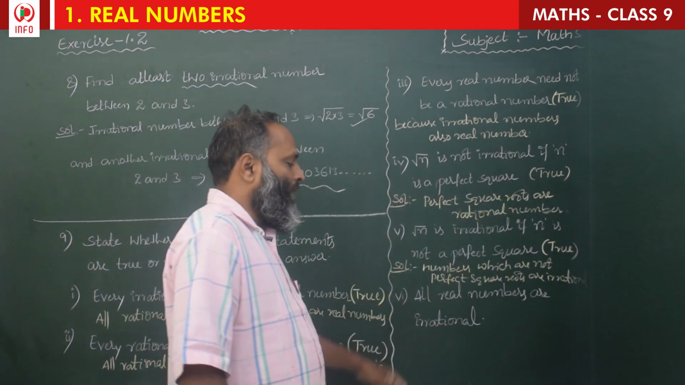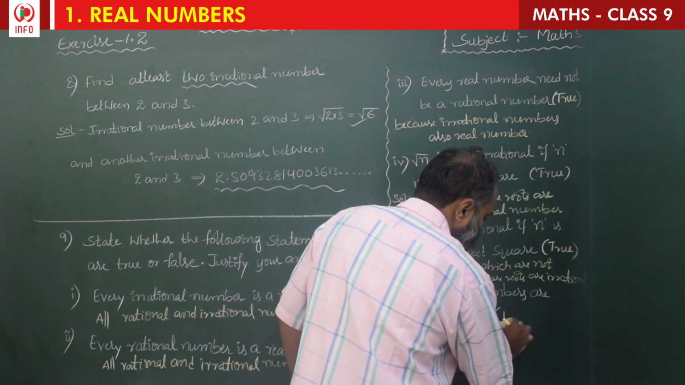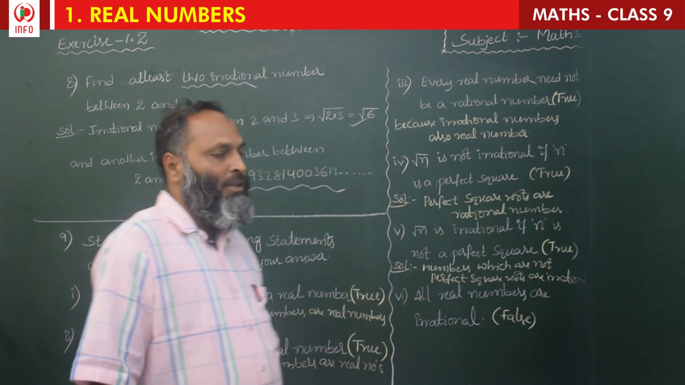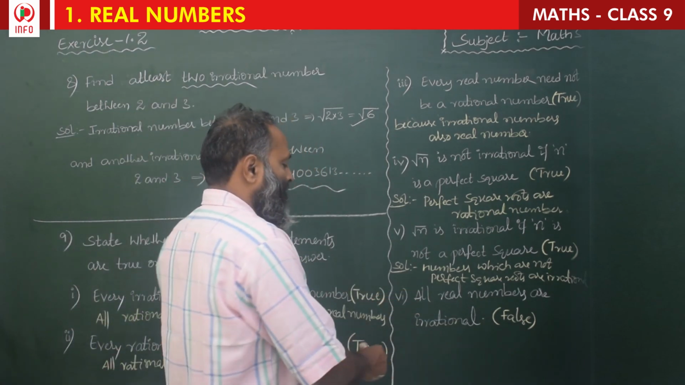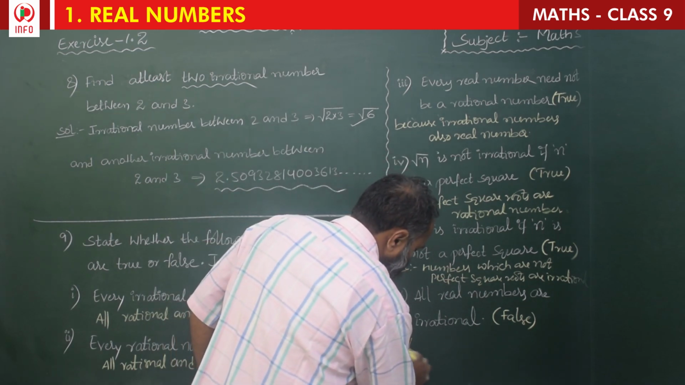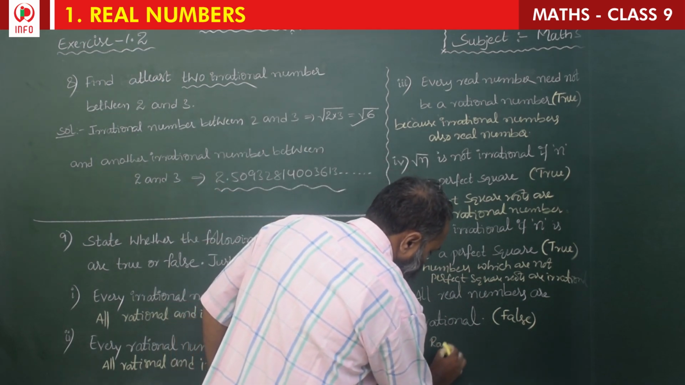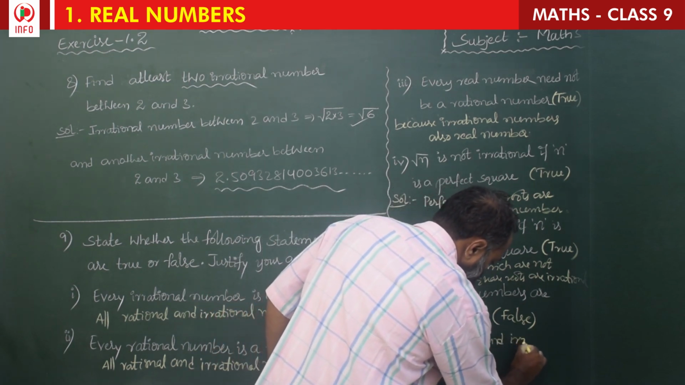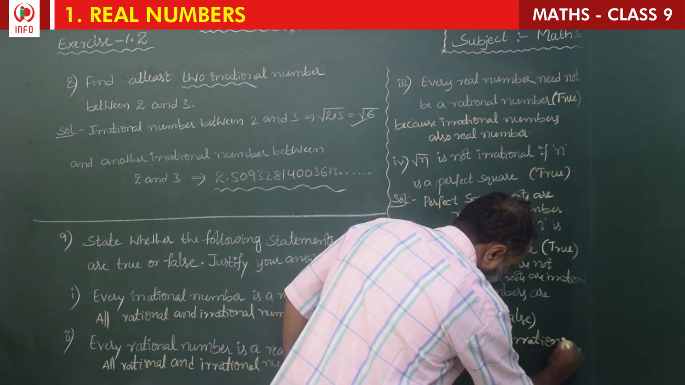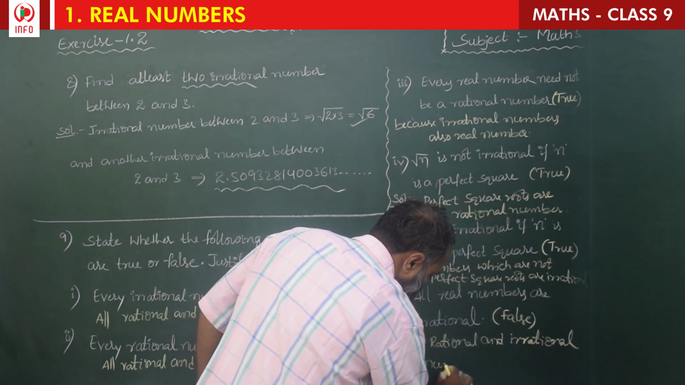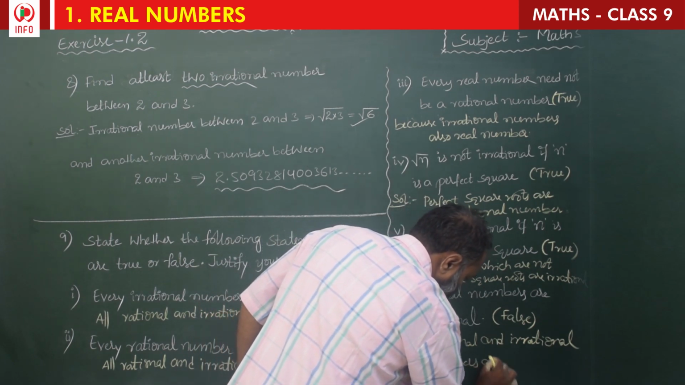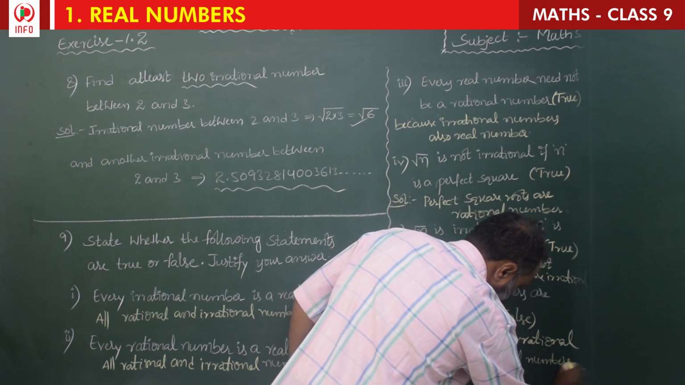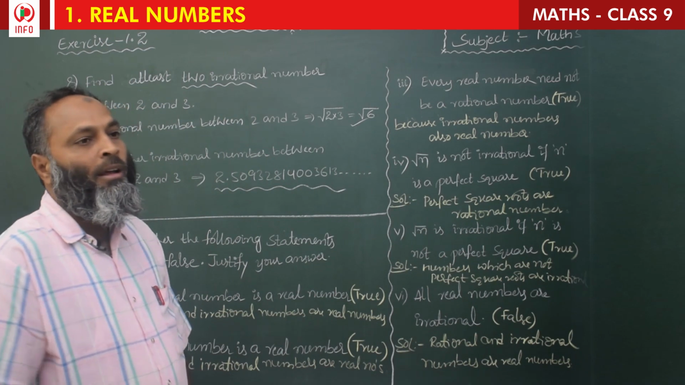All real numbers are irrational. Now, false. All real numbers are not irrational. Some are rational and some irrational. Rational and irrational numbers are real numbers. So what is the justification? Rational and irrational numbers are real numbers.